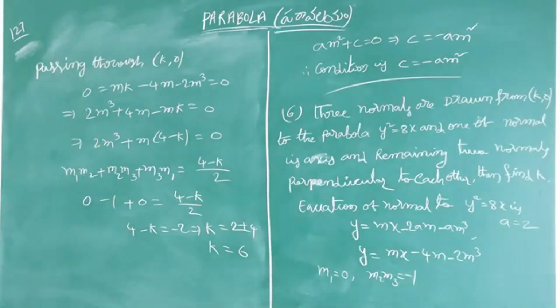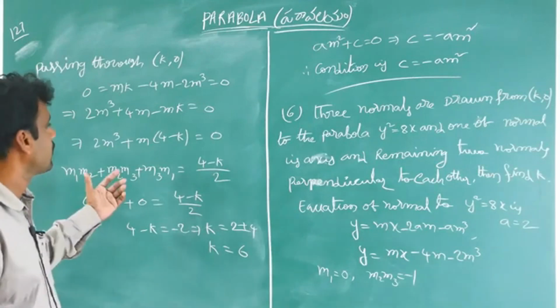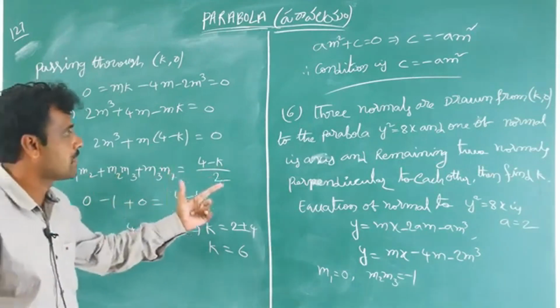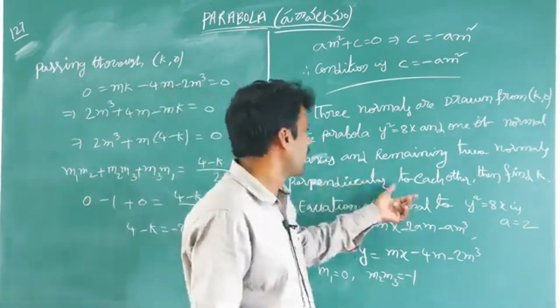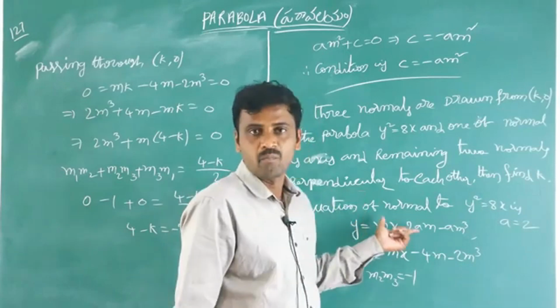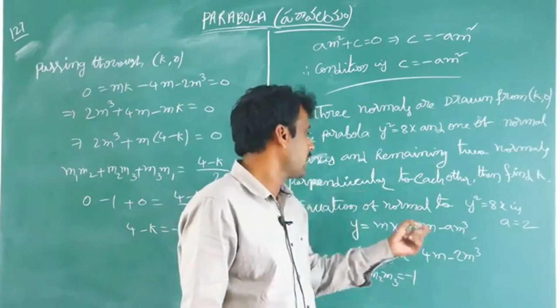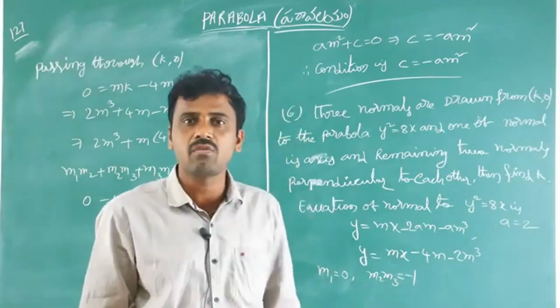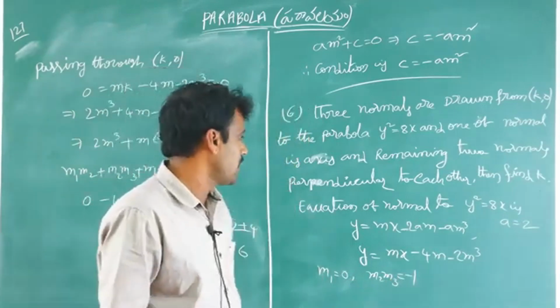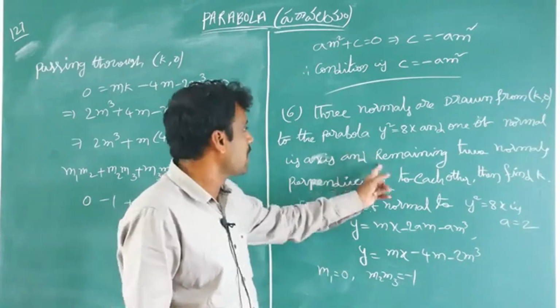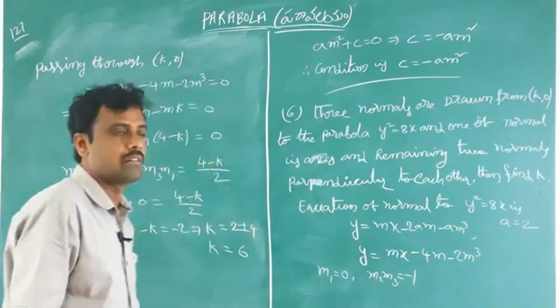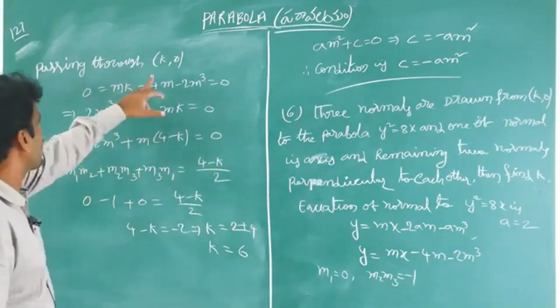Okay, that is the problem. The three normals drawn from k comma 0 to the parabola y square equals 8x: the first normal is the x-axis and the remaining two normals are perpendicular to each other. Then find k. The equation of the normal to y square equals 8x is y equals mx minus 2am minus am cube. In this there are three normals, three slopes, m1 equals 0 and the remaining two normals perpendicular to each other, m2 m3 equals minus 1. That normal passes through k comma 0.